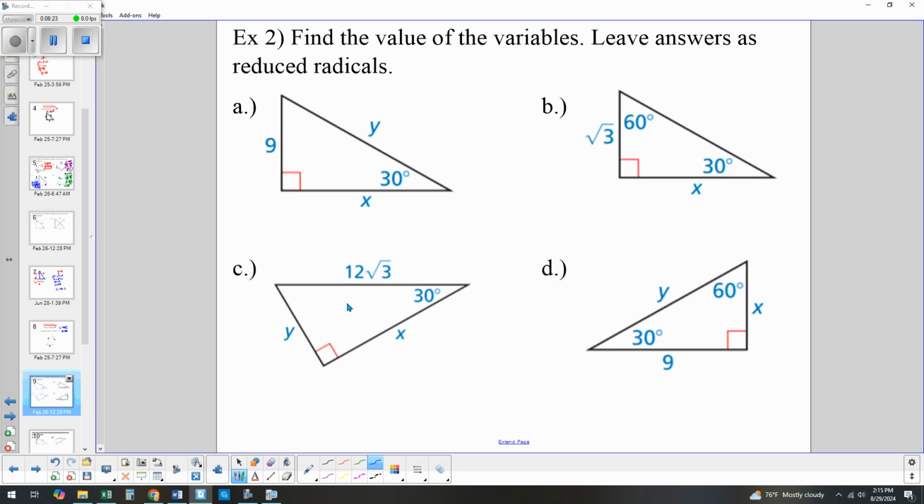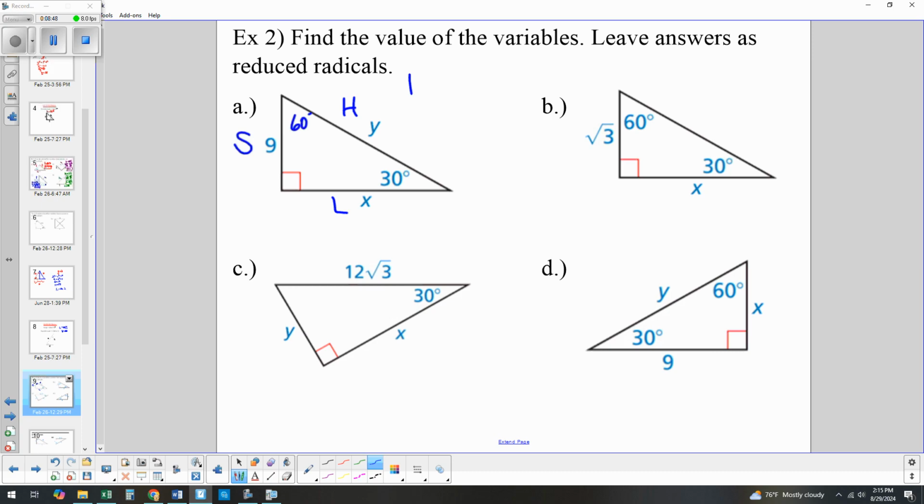So for example 2, we want to find the value of the variables, leave answers as reduced radicals. So I see my 30 degrees here, which means across from that is my short leg. That would make this the 60-degree angle. Across from that is the long leg, and this is my hypotenuse. I'm given S. I have to start with a formula that includes S in it, but luckily for us, both of our formulas included S in it.